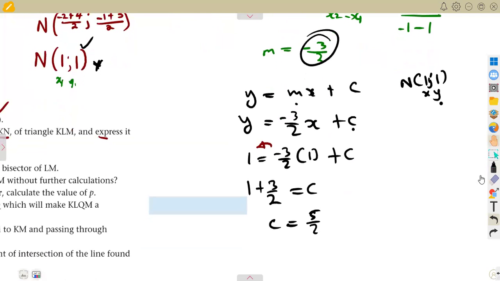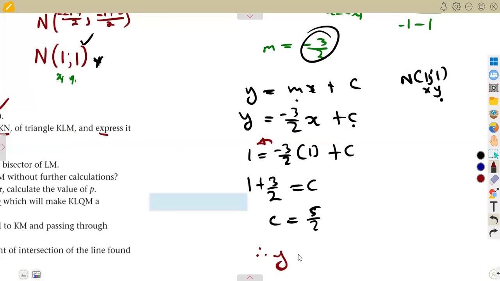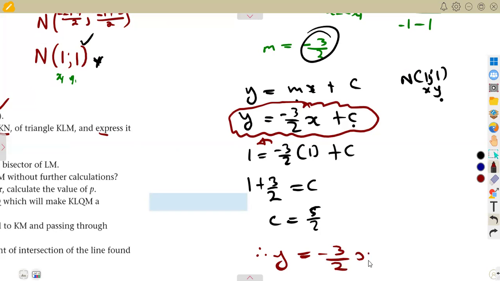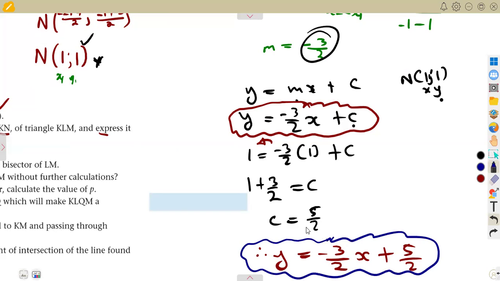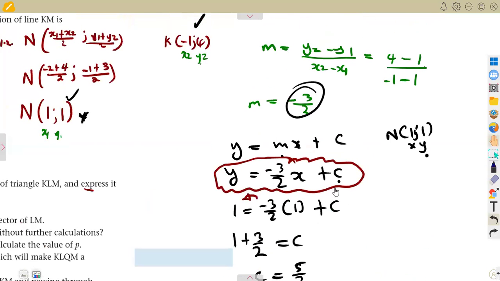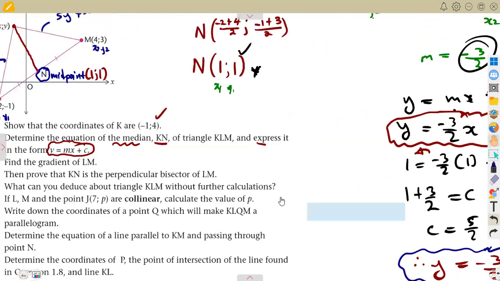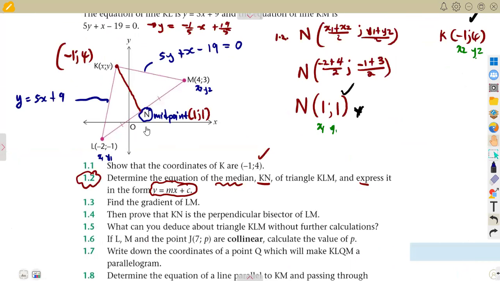So having the value of C, therefore our equation was going to be given as y is equal to, we substitute back to this part that you have already, that is minus 3 over 2x plus c, which is 5 over 2, in exactly the format that you are given to express your answer as. There is a format there. You have a format that you're working with. Maintain that format. You have to maintain the given format there. So that was the equation of the bisector, which is this one.